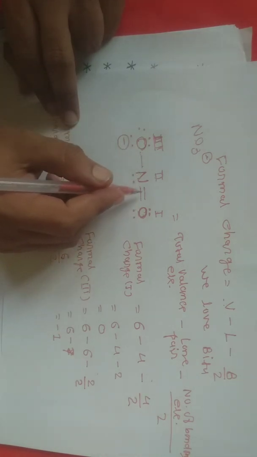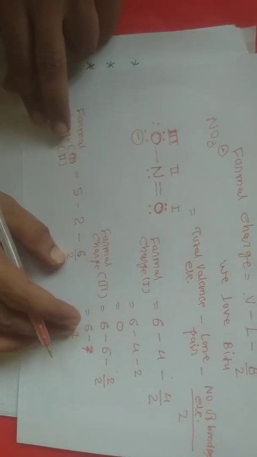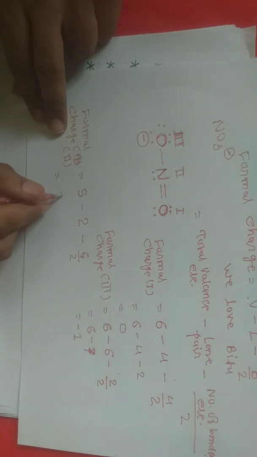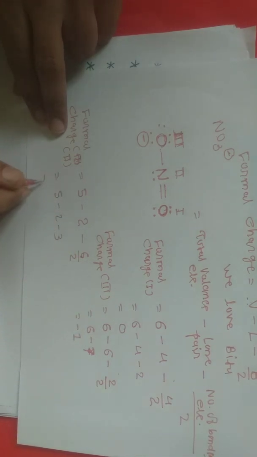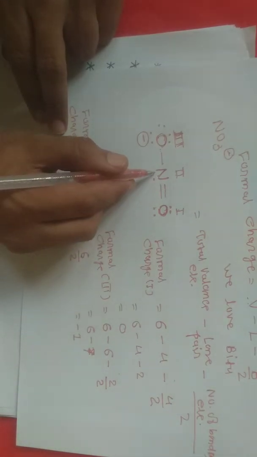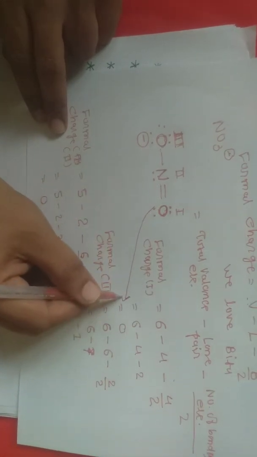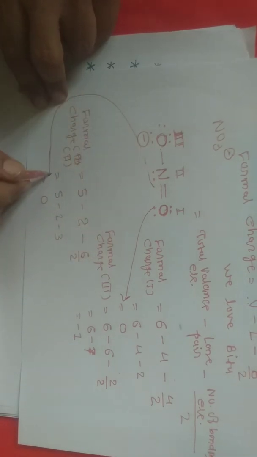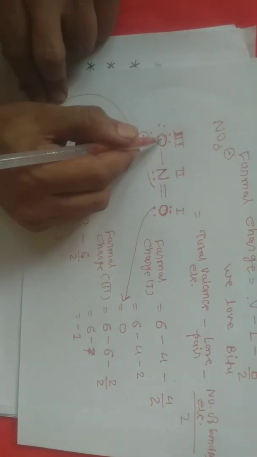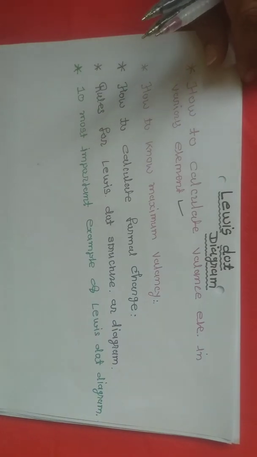So total 3 bonds, each bond having 2 electrons. So total 3 times 2, 6 electrons are there. Now I calculate formal charge, then it becomes 5 minus 2 minus 3. So the total becomes 0, which means this nitrogen has a 0 formal charge. Oxygen also has a 0 formal charge. So this oxygen has a 0 formal charge, this nitrogen has a 0 formal charge, and this oxygen has a minus 1 formal charge. In this way you can calculate the formal charge of any atom in a polyatomic molecule.